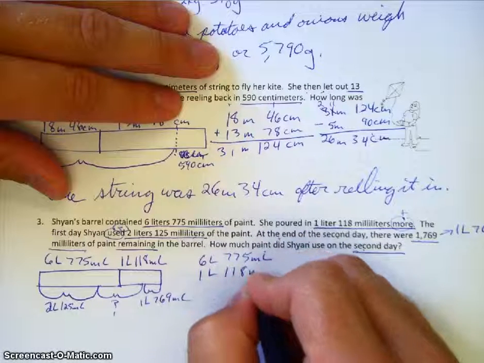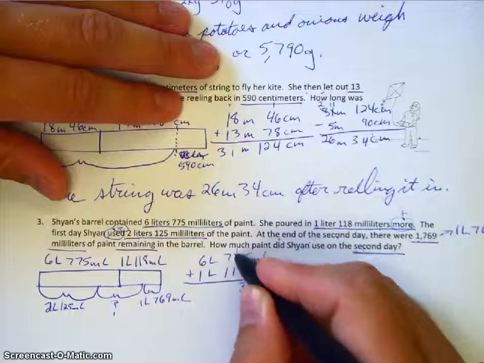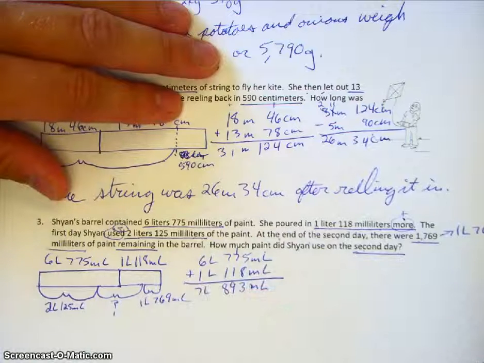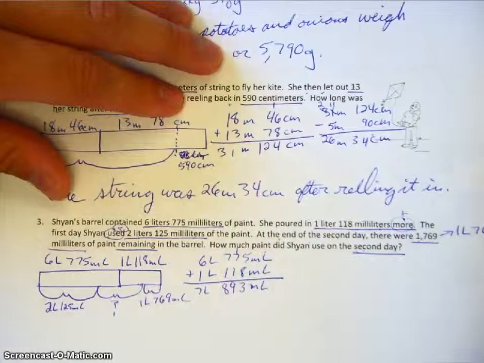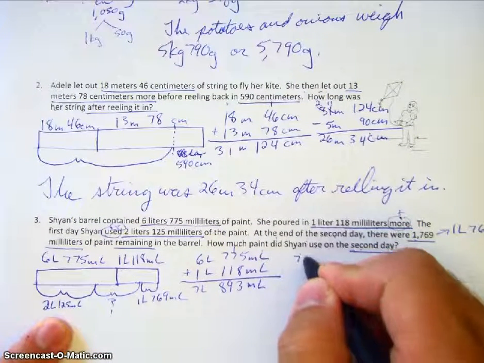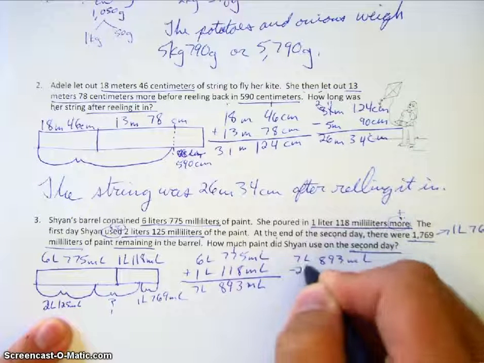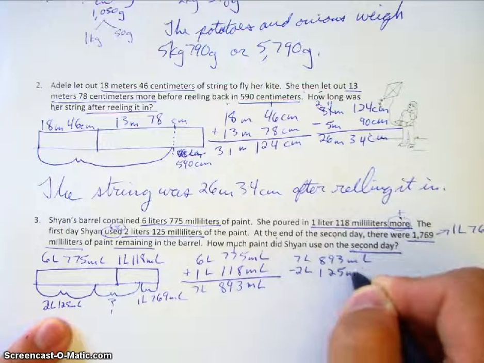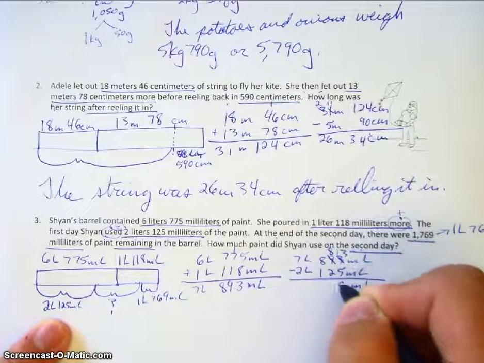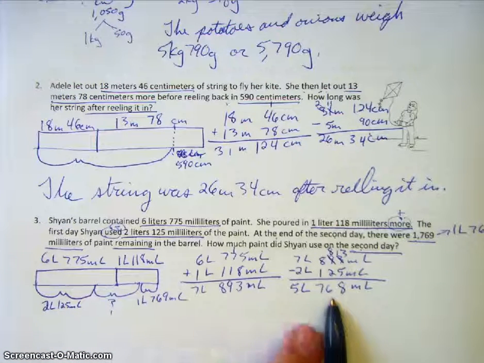Okay, a lot of steps in this problem, so we're going to have to be very careful. Okay, so we're adding up our milliliters. Okay, so total amount of paint that she has, 7 liters, 893 milliliters. Okay, well, let's take off now how much she used on the first day. Okay, so now we can go ahead and subtract. So after the first day, she has this much paint.